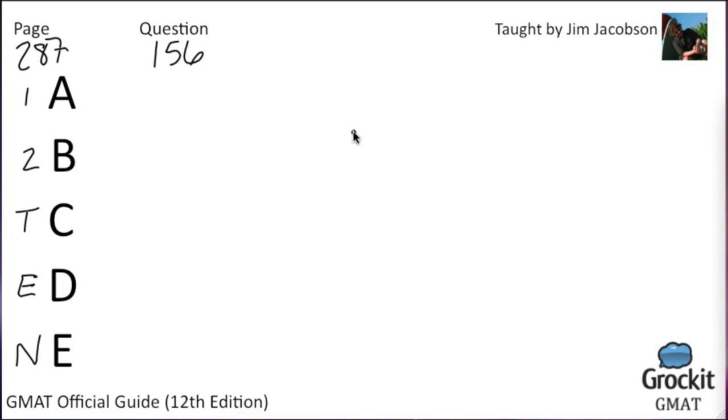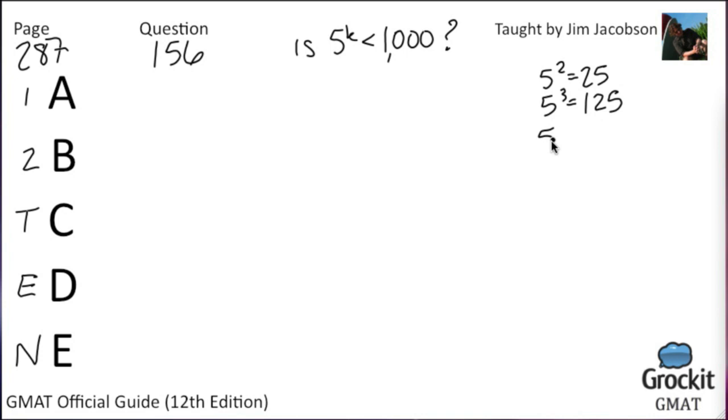Number 156, is 5 to the k less than 1,000? Good question. Of course, we would have to know something about the value of k in order to answer this question. And we can do a little prefiguring. 5 squared equals 25. 5 to the third is 5 times that, 125. Multiply that times 5, 5 to the fourth equals 625, and 5 to the 5th.